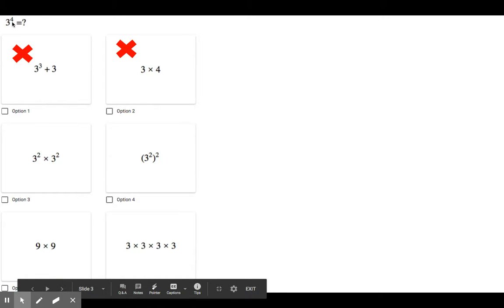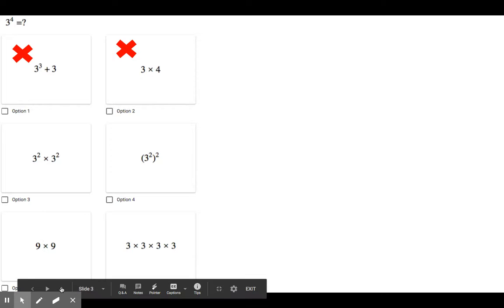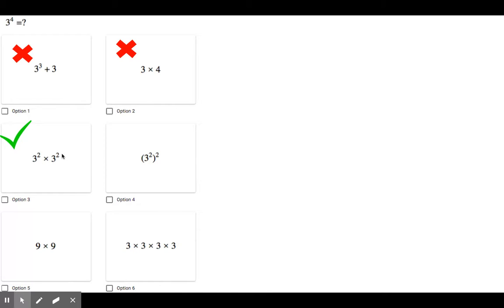Likewise, this is incorrect, right? That 4 doesn't mean that these two are being multiplied, right? It means that there should be 4 threes being multiplied, right? This one is correct, and that's based off of what we know, that when multiplying powers, you would add the exponents here. And so the 2 plus the 2 would equal the 4.